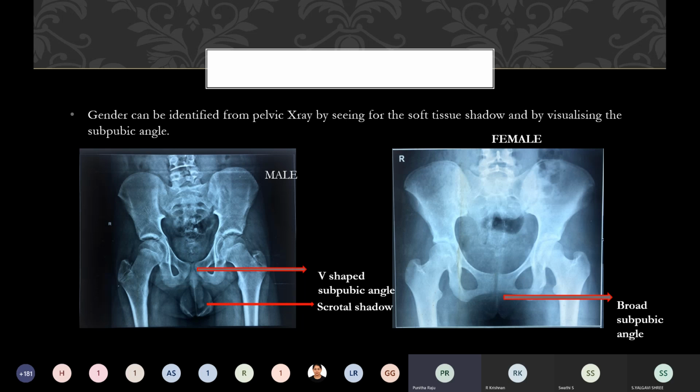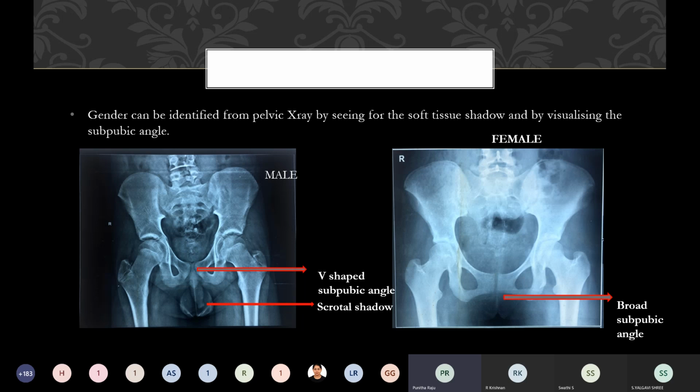The one more important point to suggest whether it is male or female is you should look for the subpubic angle. Okay. The subpubic angle is nothing but the gap in between the two pubis. Okay. You would have studied in the bone, the subpubic angle is V shape in case of males and it is U shape or broader in case of females. So in this X-ray, just concentrate on the male X-ray. You can see the scrotal shadow as well as the subpubic angle is V-shaped. Okay, so that is how you identify whether it is male or female.